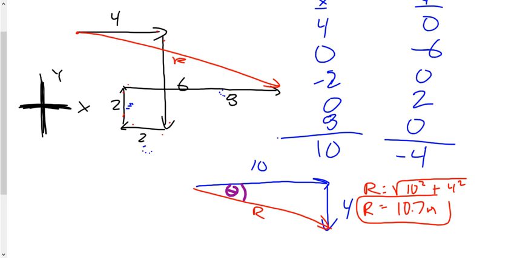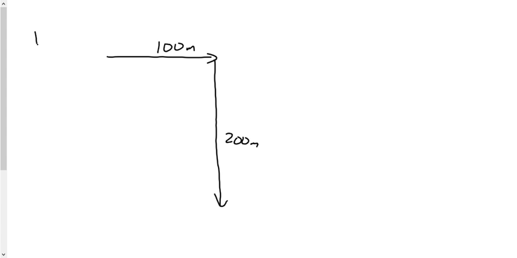I left you with 2 questions for homework, 2 board questions for homework. Sorry, I guess it was 3. 3 board questions for homework. I'm going to do all 3 of those now. The first question said we had 100 meters to the east, 200 meters to the south, 300 meters to the west. 100 meters to the east. We had 200 meters to the south. And we had 300 meters to the west. Is that drawn okay?